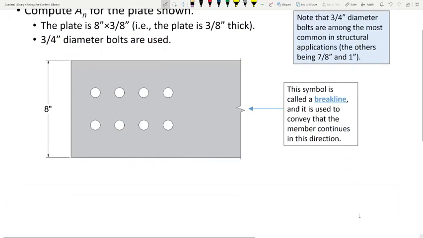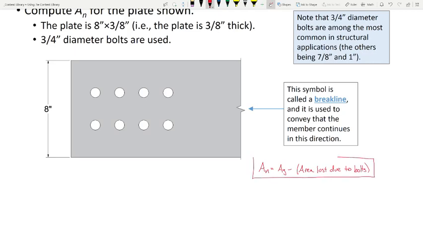Now let's do some calculations. All right. So first off, remember, actually, let's write it like this. The area lost due to bolts. That's our governing equation, okay? So let's take it one step at a time. Let's start off with the gross area. Can anybody look at this problem and see if they can tell me what is the gross area of this plate?